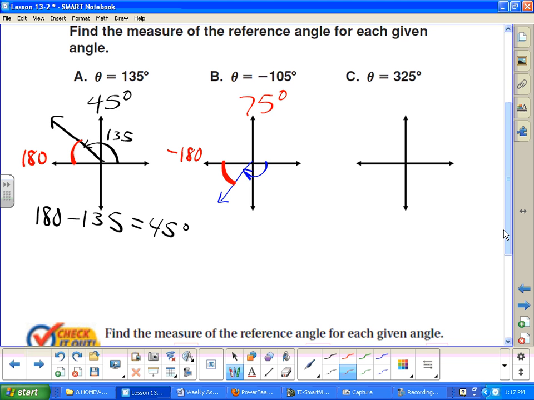Okay. 325, that's in the fourth quadrant, over here. So I want to know how far is that from the x-axis. In this case, it's just short of 360. So 360 minus 325 is 35 degrees. That would be my reference angle, the distance the angle is from the x-axis.